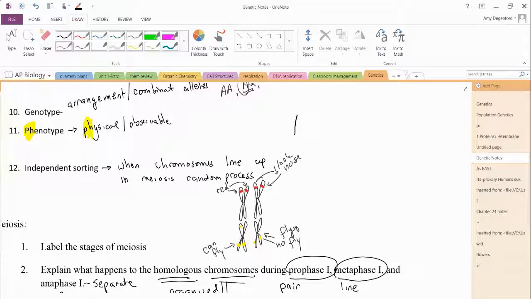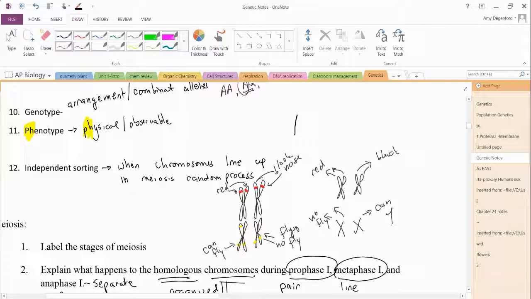However, think about this from a probability standpoint. We could find it arranged differently. Let's keep the top one the same. We could have a red nose on these sister chromatids and the black nose on the other one, just like we had before. But let's say we switch these two. They could line up differently. This one could be no fly, and this one could be can fly.